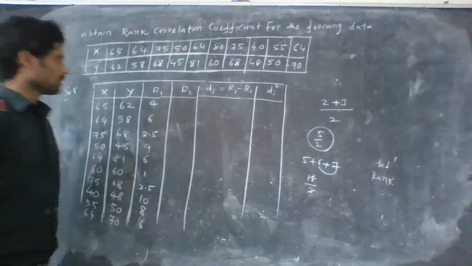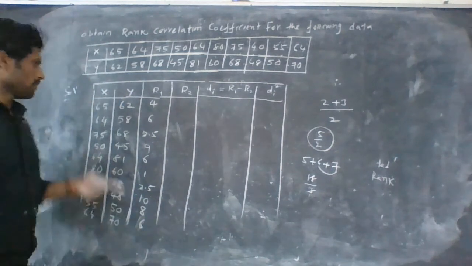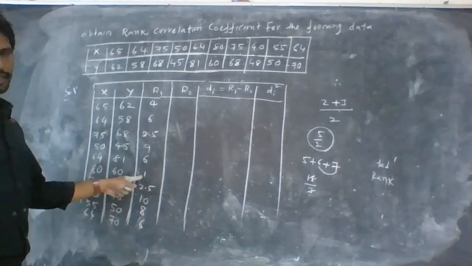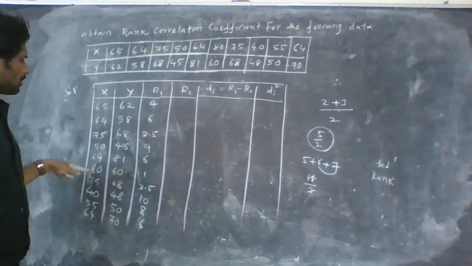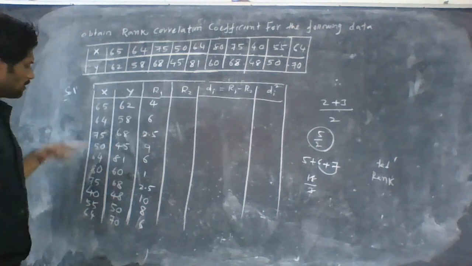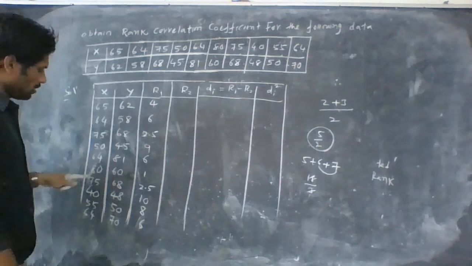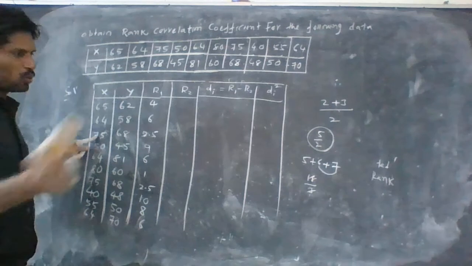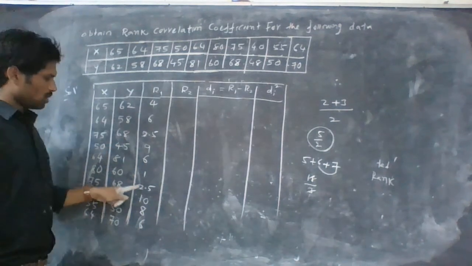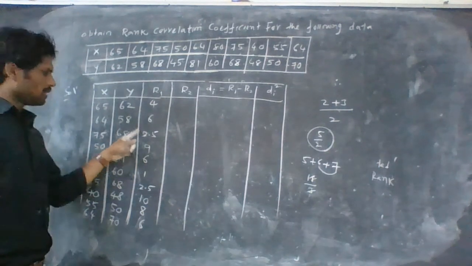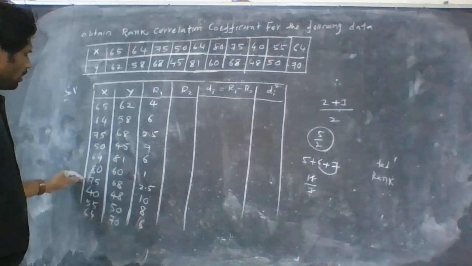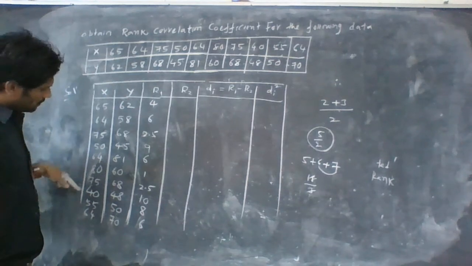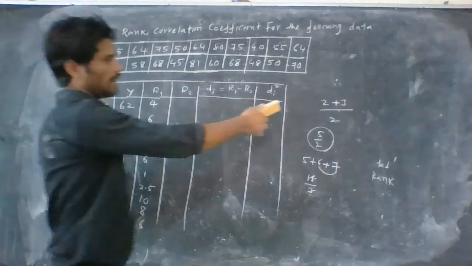Now once again I repeat this for the ranks. First of all, 80 is the highest number, so 80 gets the first rank. The next value is 75, which repeats twice, so the ranks are 2 and 3. The average is 2 plus 3 by 2, that is 5 by 2, that is 2.5, and again 2.5. The next highest number is 65. So overall 3 ranks are closed.